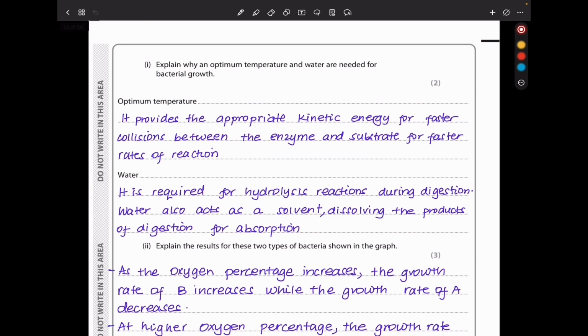So here they say explain why an optimum temperature and water are needed for bacteria growth. Because the optimum temperature provides the right kinetic energy for faster collisions between the enzyme and the substrate, so that the rates of reaction are faster.